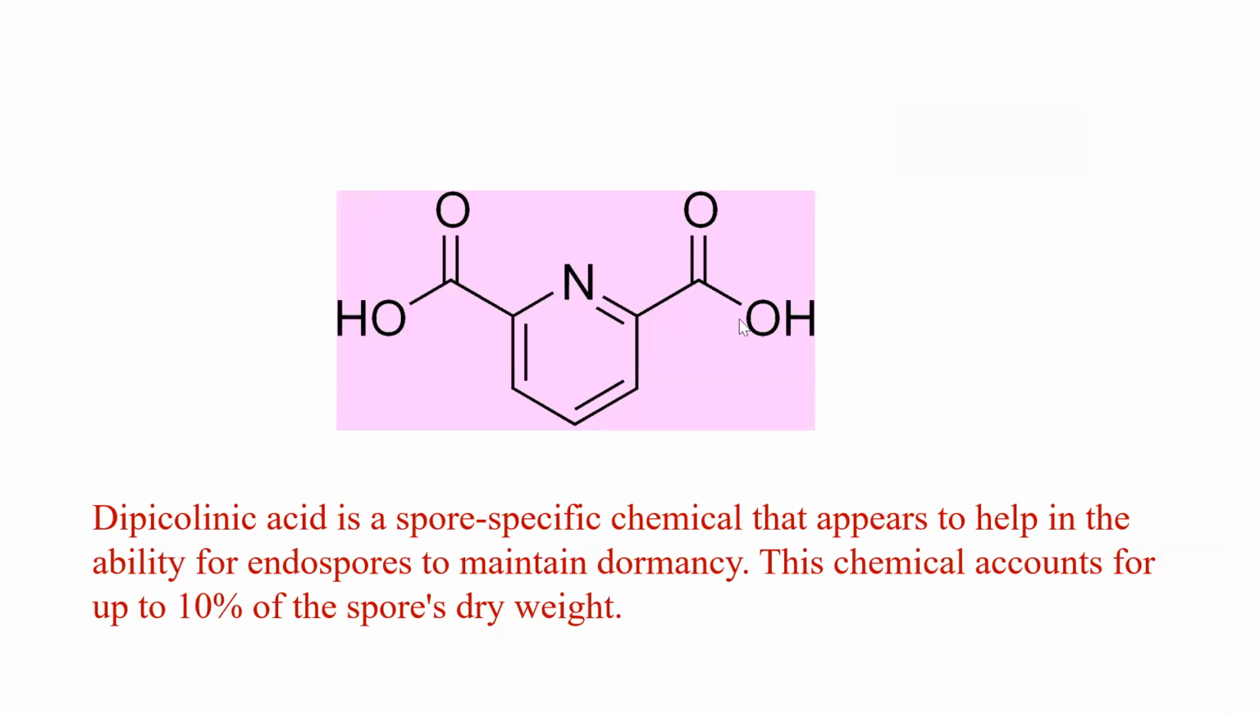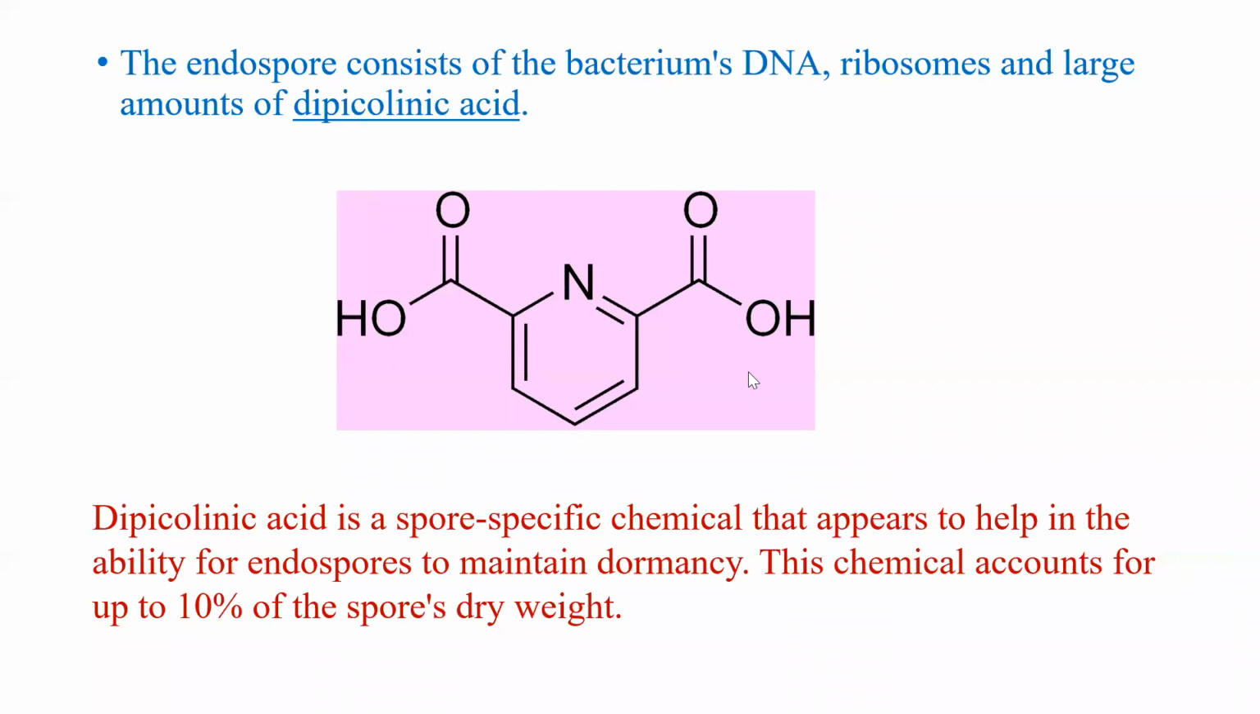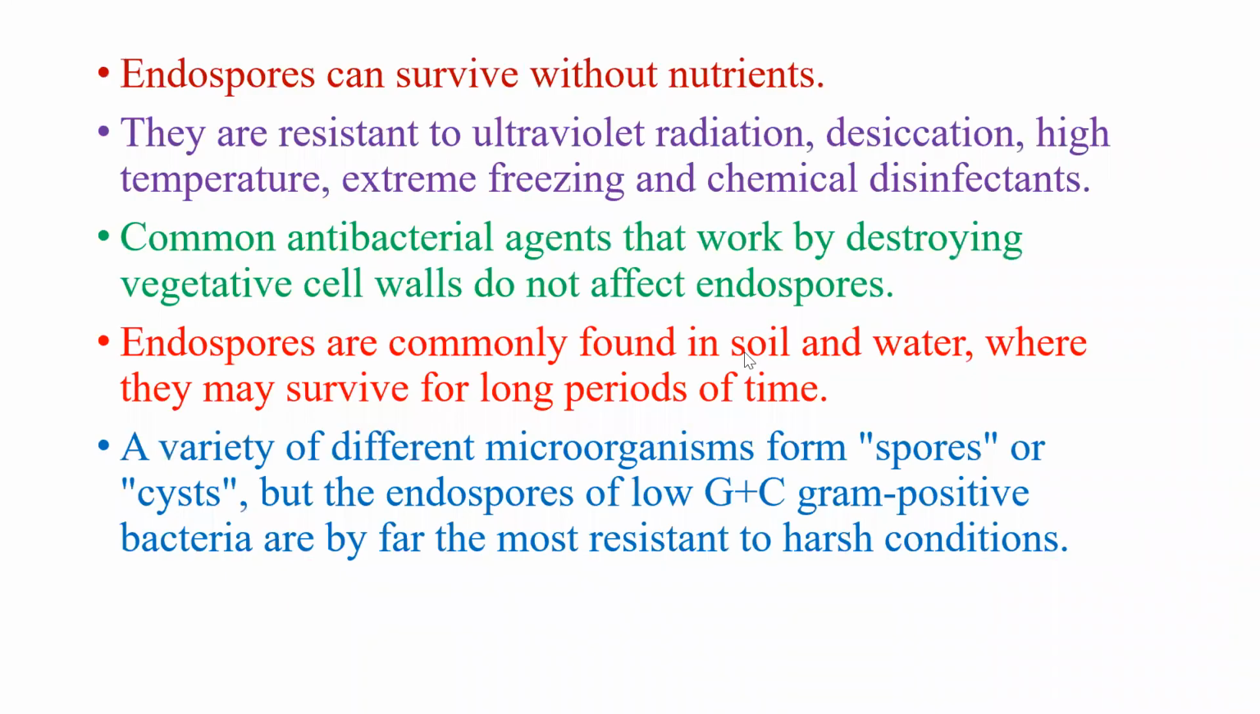Now regarding its chemical nature, dipicolinic acid is a spore-specific chemical that appears to help in the ability for endospores to maintain dormancy. This chemical accounts for up to 10% of the spore's dry weight. So here we can see the chemical configuration of dipicolinic acid. The endospore consists of the bacterium's DNA, ribosomes, and a large amount of dipicolinic acid.